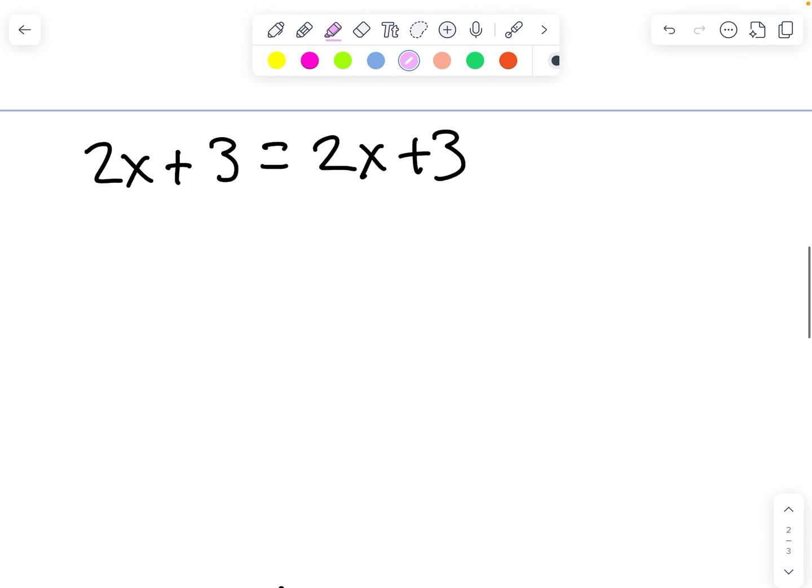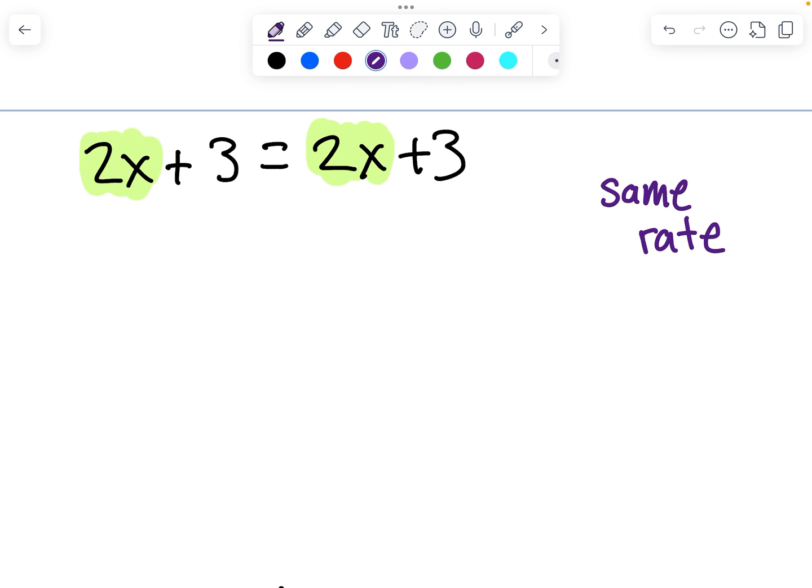All right. What about 2x plus 3 equals 2x plus 3? Now, same thing, we're going to just look at the format of this. If I were to look at the rates, so far they have the same rate. That's a little similar to our no solution. But then let's look at the start values. So the one on the left starts at positive 3, and the one on the right also starts at positive 3. So in this case, they have the same start value too. This means that they are going to have infinite solutions.